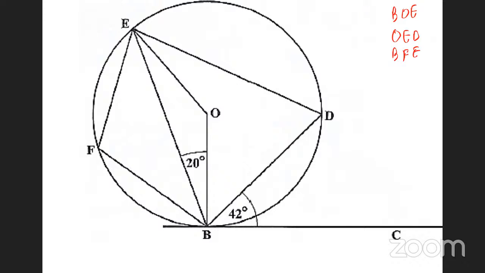BOE should be simple. I want you to get that one, BOE. Try and figure out what type of triangle that is, and you'll figure out BOE. OED is tricky, but you can figure out BED and then figure out OED. And then BFE here. Let me get that one.